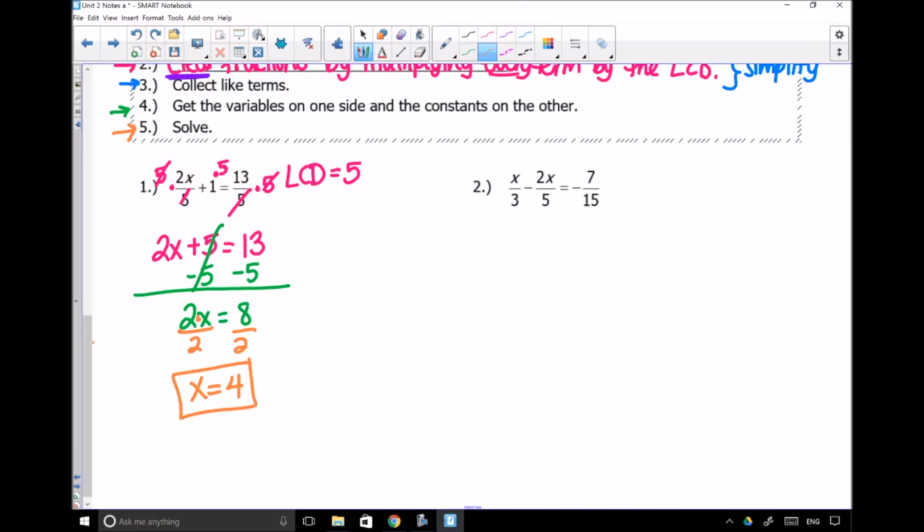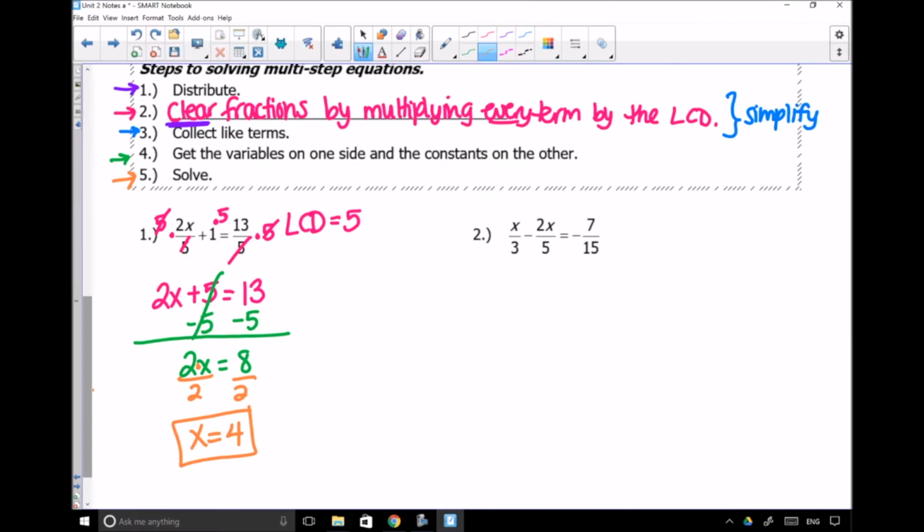Okay, so now let's go ahead and try question number 2, and let's follow our steps. Step 1 says to distribute. When I distribute right here, I don't have any numbers in brackets, so I have nothing to distribute, okay? So step 2 says to clear the fractions by multiplying each term by the LCD. Our first term has a denominator of 3, our second term has a denominator of 5, and our third term has a denominator of 15. Therefore, I can conclude that my LCD should be 15. Once I find out what my LCD is, I'm going to multiply every term by 15.